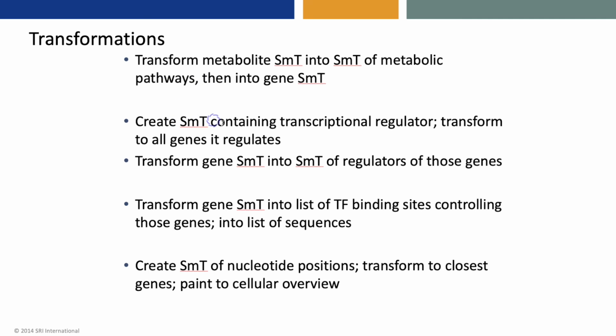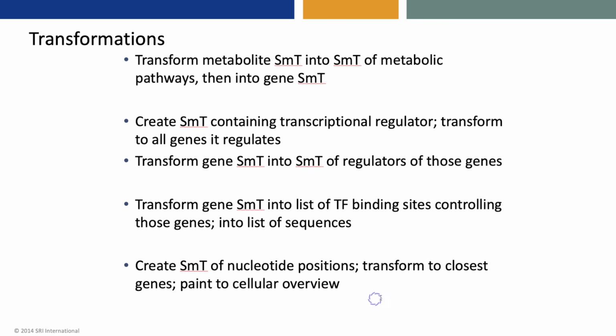We could also create a smart table containing a transcriptional regulator and transform that to all of the genes regulated by that one regulator or by a set of regulators. We can also transform a gene smart table into a smart table of all the regulators of those genes. We can transform a gene smart table into a list of all the transcription factor binding sites that control those genes, and from there into a list of sequences.